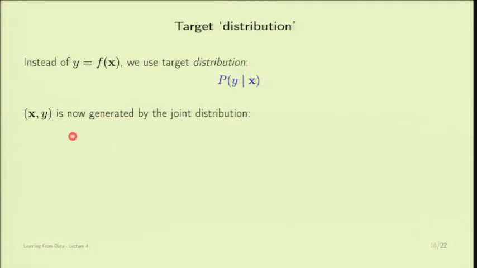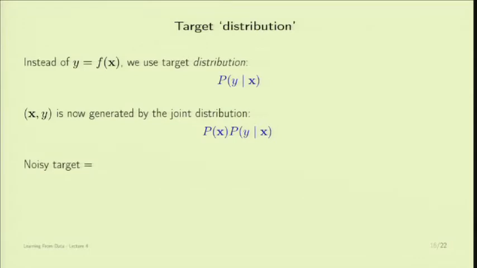So you can think now of x, y as a pair being generated by the joint distribution, which is p of x times p of y given x, assuming independence. In this case, there is no assumption of independence once you put it this way, but the assumption here is that the p of y you are given is actually conditional on x. Now you get noisy targets.